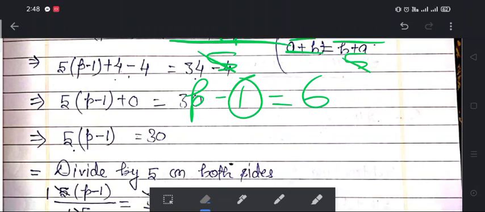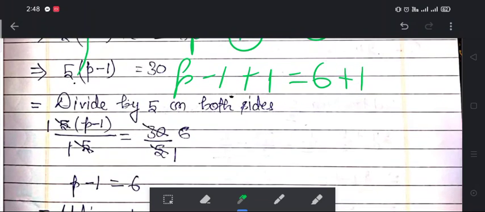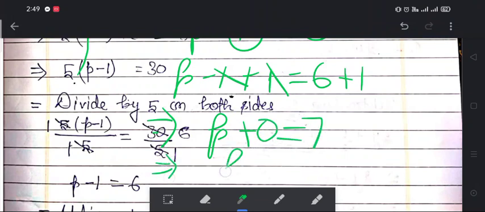So when we add, we get p minus 1 plus 1 is equal to 6 plus 1, and this will be equal to, 1 and 1 cancelled out, and we get p plus 0 is equal to 7, or this implies p is equal to 7. Therefore p is equal to 7 is the right answer.